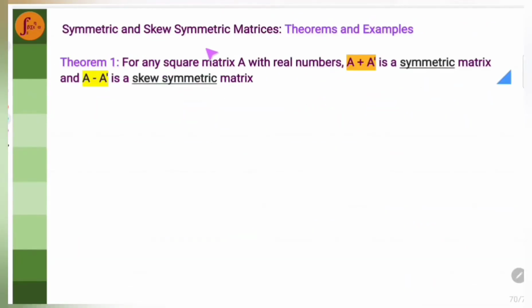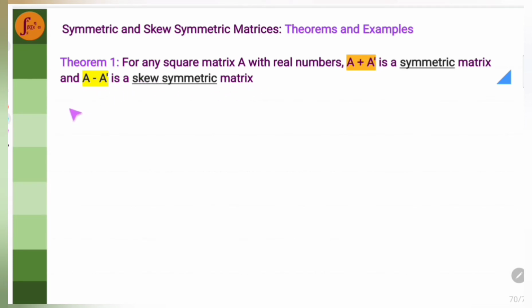Let's go through theorems and examples of symmetric and skew symmetric matrices. The first theorem states that if there is a square matrix A with real numbers, then A plus A transpose is a symmetric matrix and A minus A transpose is a skew symmetric matrix. Right? Let's prove this theorem.